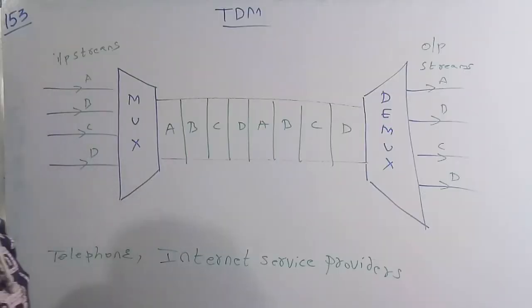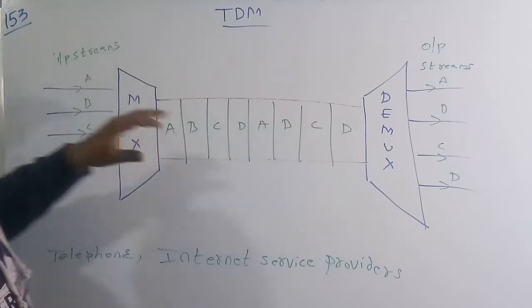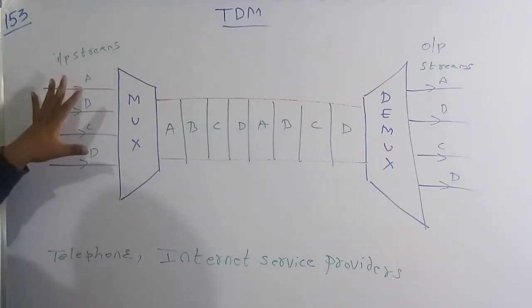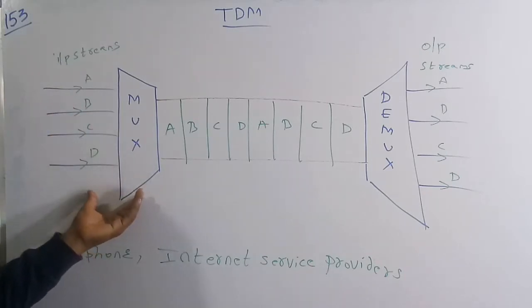Now we'll discuss some of the important things regarding TDM. TDM is called time division multiplexing. Suppose here there are 4 inputs. These inputs are going to give you messages. By using time division multiplexing, here there is a mux, and the mux is going to convert.